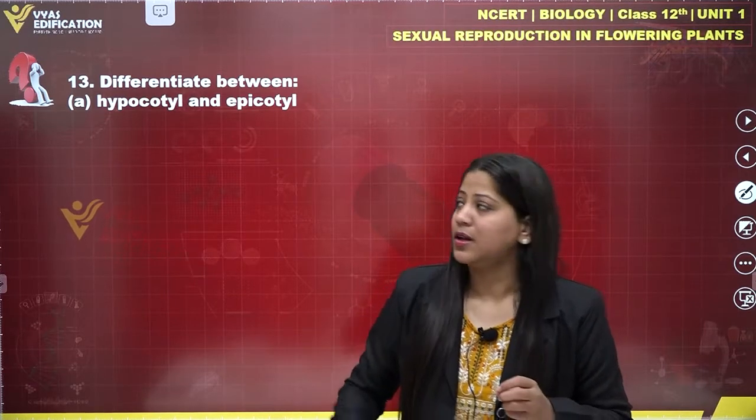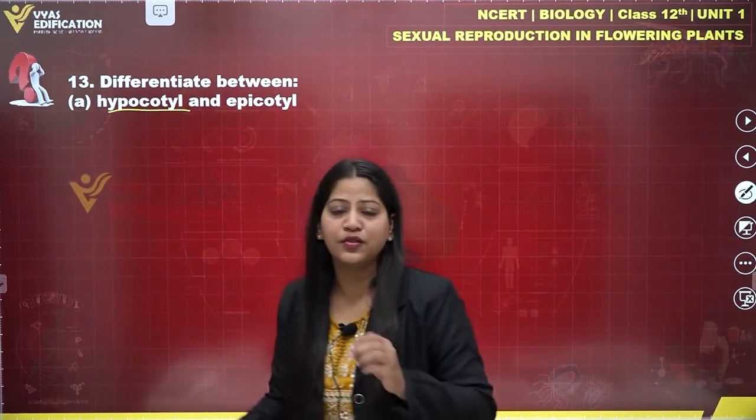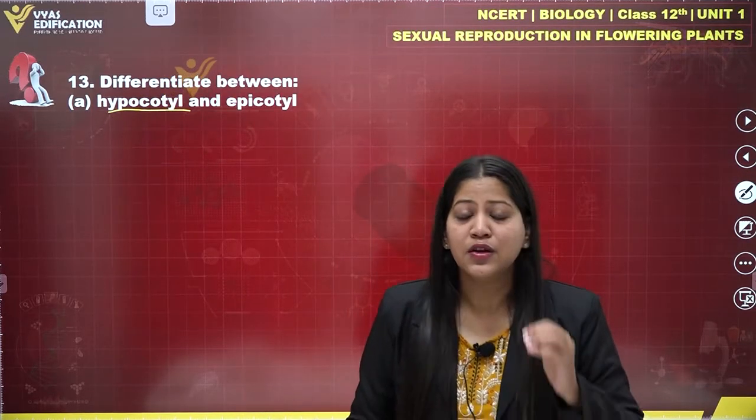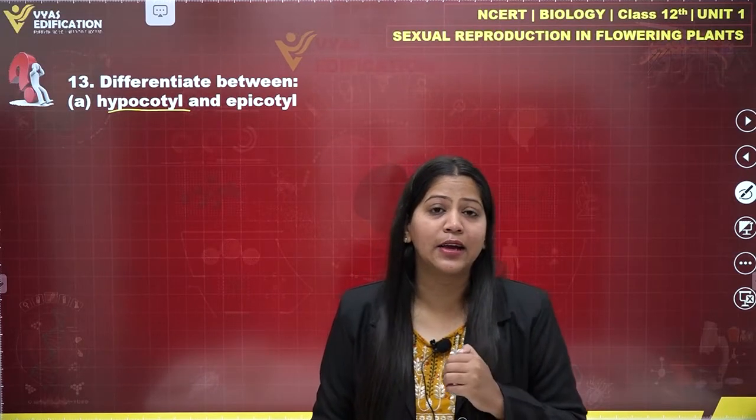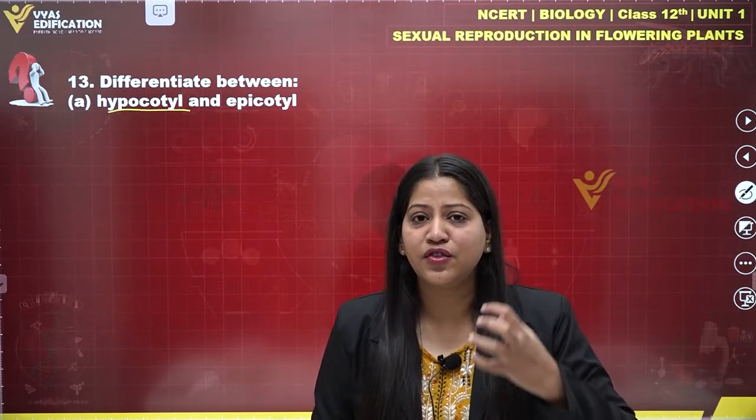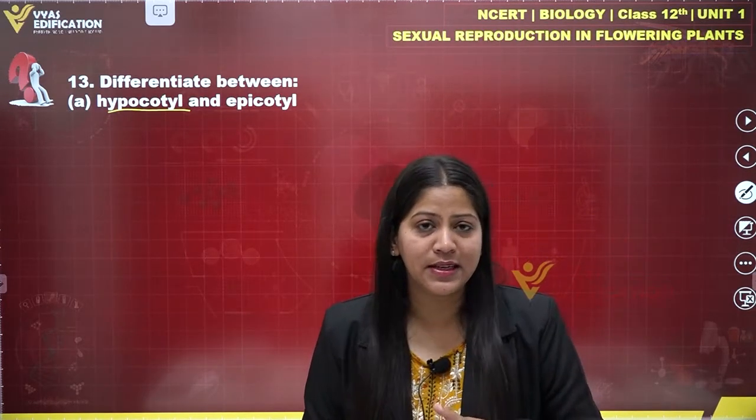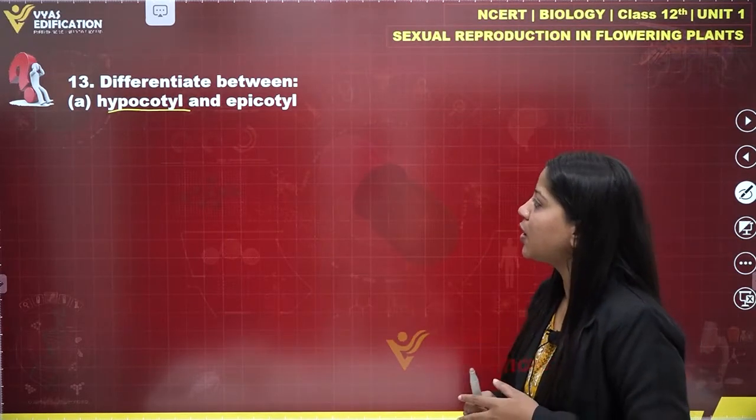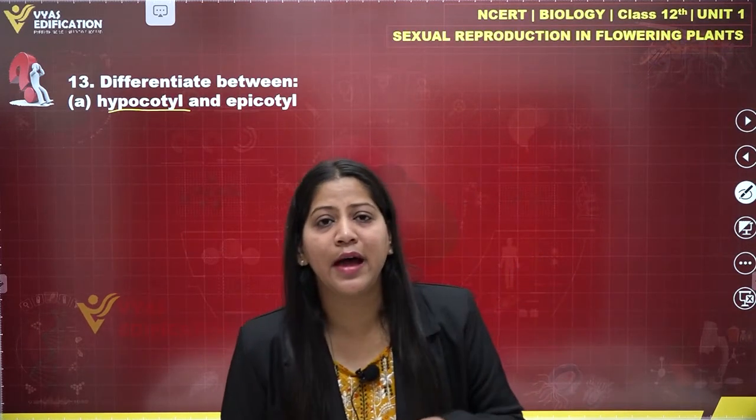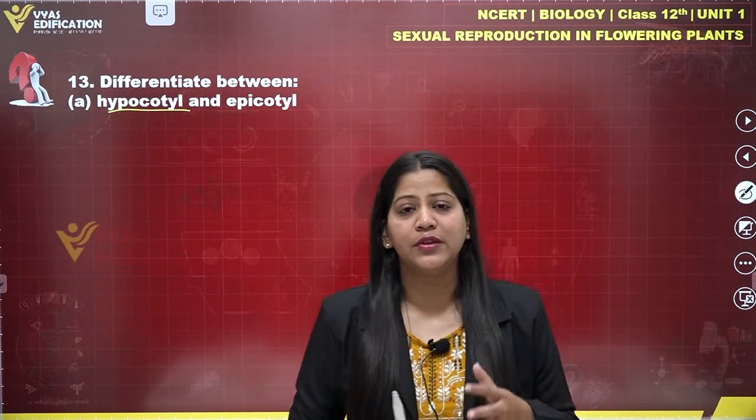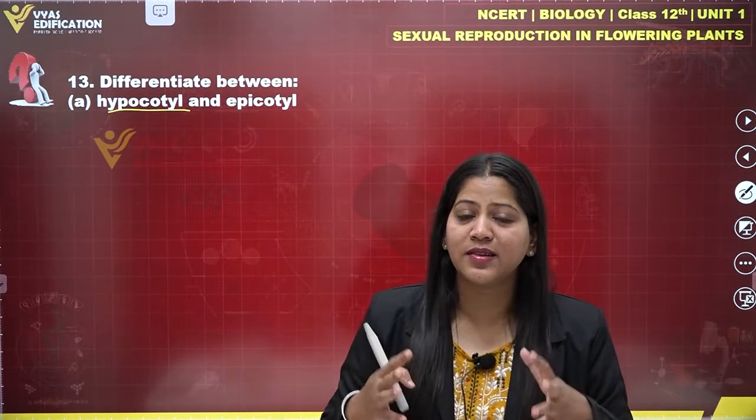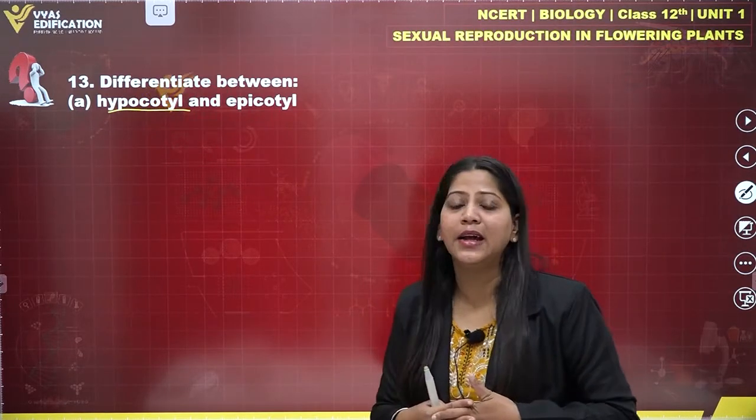So it is the portion. If you are talking about hypocotyle, it is the portion present on the embryonic axis or embryonal axis just below the cotyledon in a dicot seed. And if we talk about the epicotyle, then epicotyle is also a portion present on the embryonal axis of a dicotyledon seed, but it is present just above the cotyledons. Alright, so this is the basic difference between hypocotyle and epicotyle.